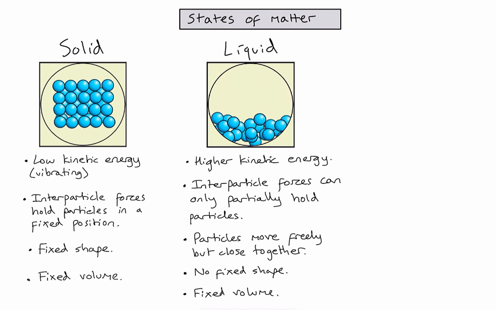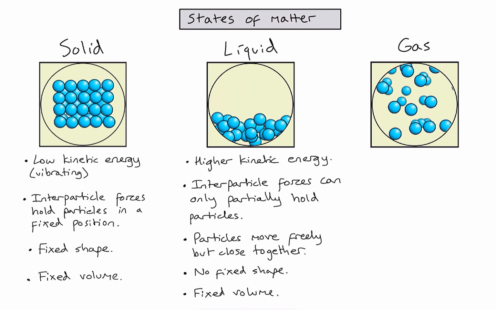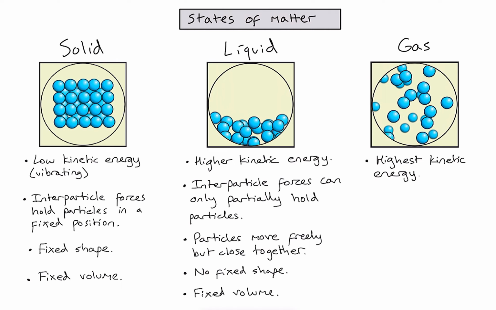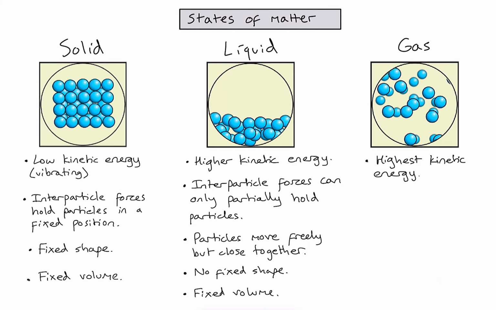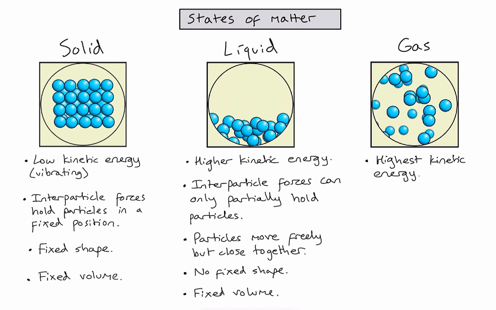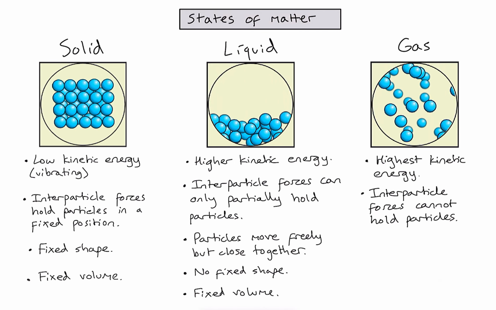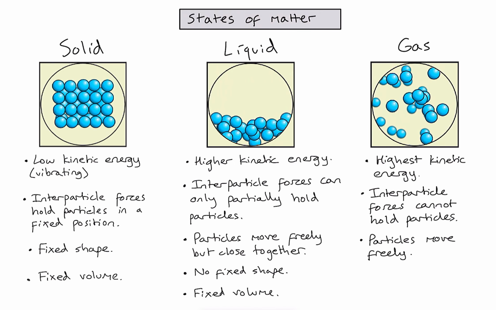However, they do still have a fixed volume. And that's because although they are moving freely to an extent, they are still very close together, so we can't really squash them into a smaller volume. Finally, we need to know about gases, and the particle model of a gas might look something like this. And now you can see that I have much higher kinetic energy in my particles, and this means that the intermolecular forces or interparticle forces cannot hold the particles close together, resulting in particles being able to move freely and spaced out from each other.